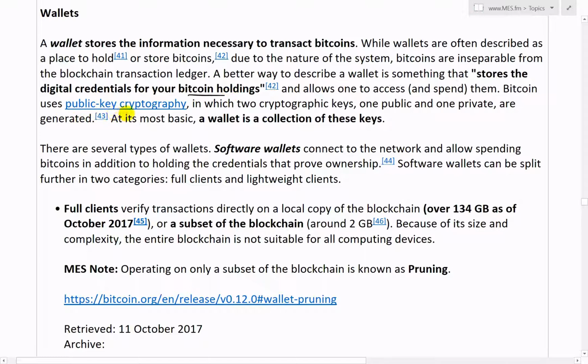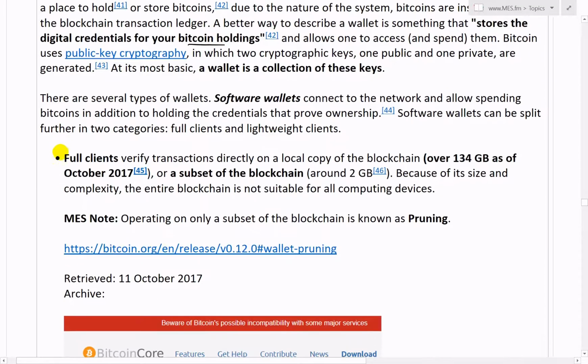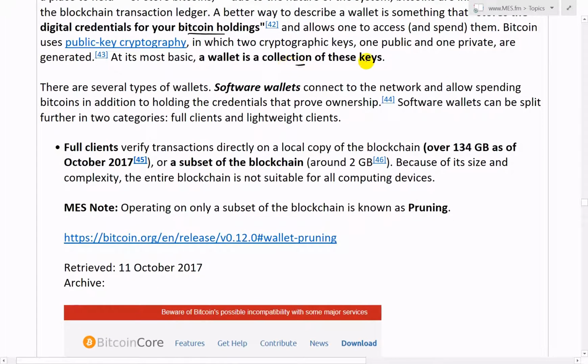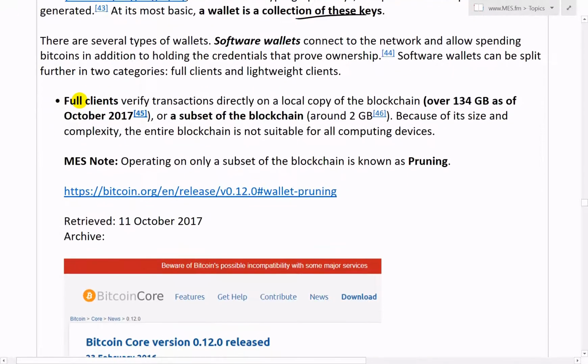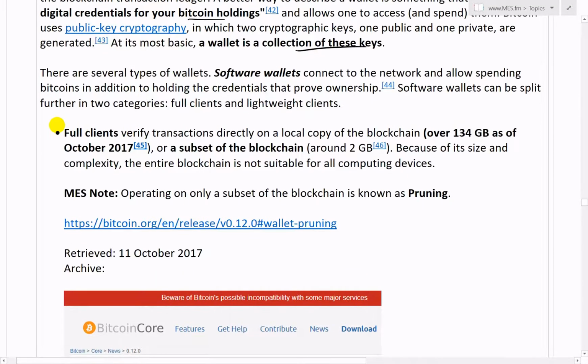Bitcoin uses public key cryptography, in which two cryptographic keys, one public and one private, are generated. At its most basic, a wallet is a collection of those keys, your private and public. That's pretty much what you need. There are several types of wallets. Software wallets connect to the network and allow spending Bitcoins in addition to holding the credentials that prove ownership. So yeah, you can have a software one online or just download it, and then you can deal with connecting directly to the network. Software wallets can be split further into two categories: full clients and lightweight clients.